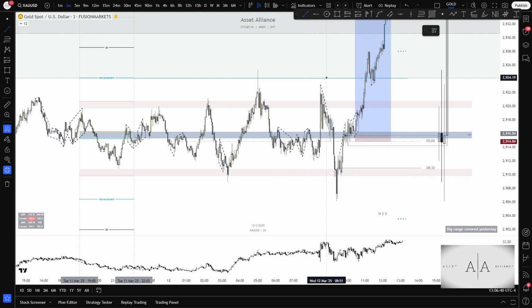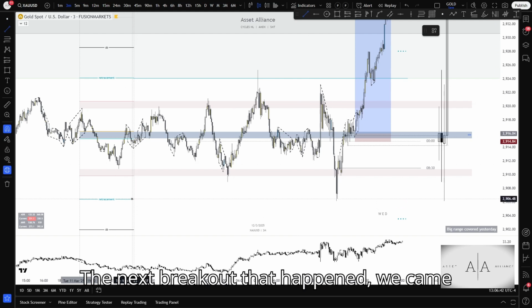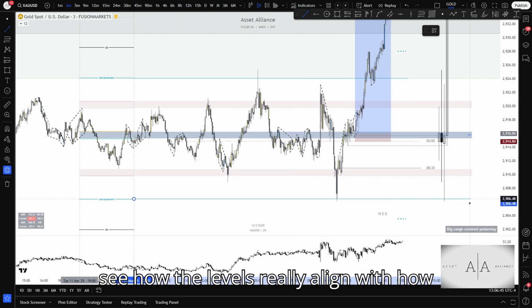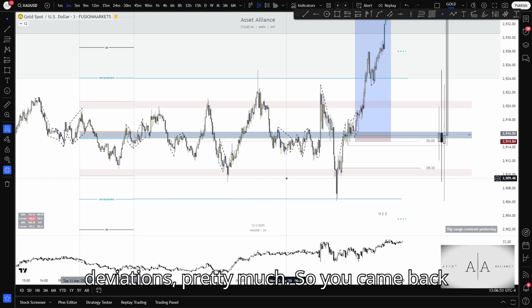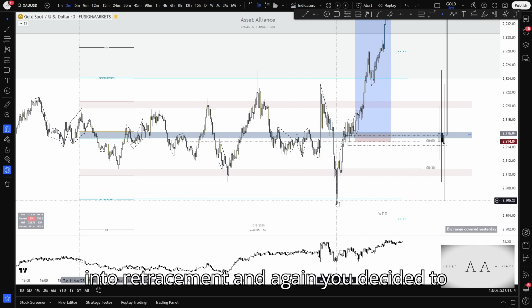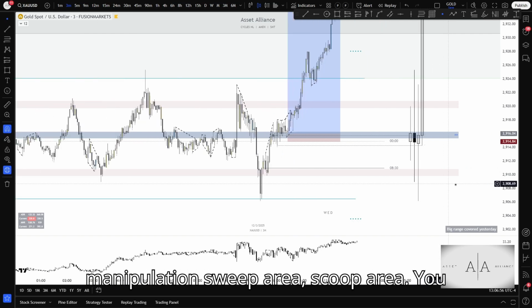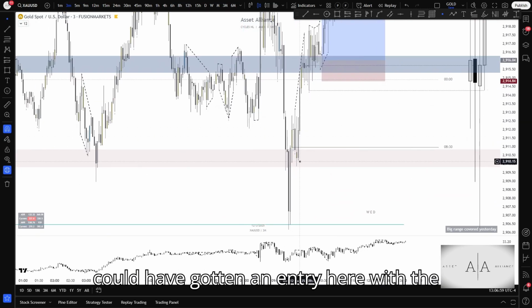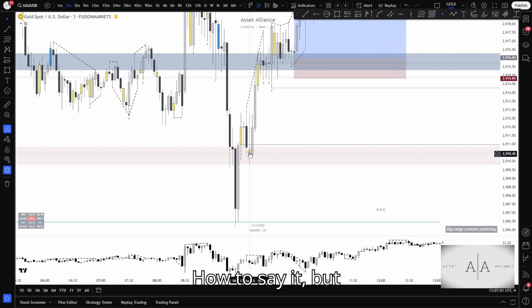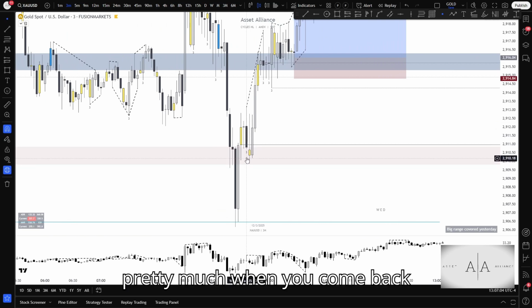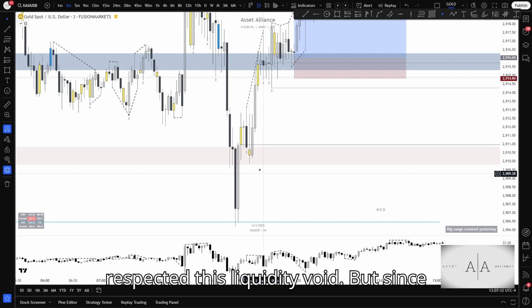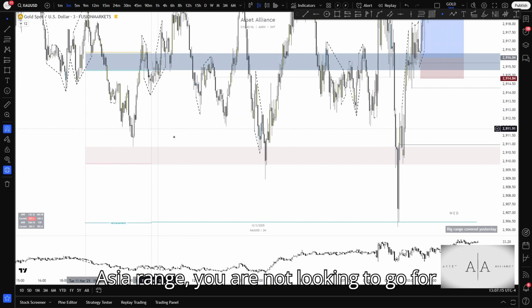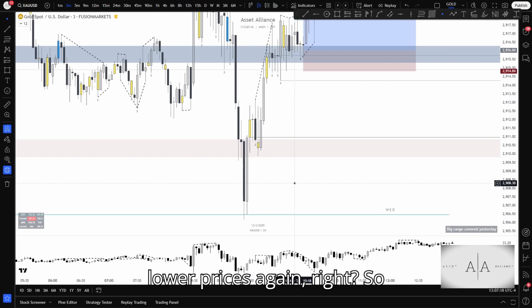Now, the next breakout that happened, we came back into retracement again, right? So see how the levels really align with how price moves? That's the power of the deviations pretty much. So you came back into retracement, and again you decided to retrace for higher prices into the manipulation sweep area. You could have gotten an entry here with the tack candle. I know this was a pairing candle and the previous candle was a high that respected this liquidity void. But since you came back into your Asia range, you are not looking to go for lower prices again, right?